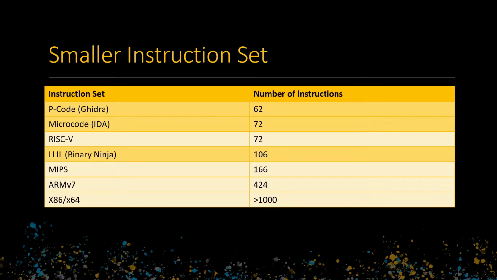So these intermediate languages are generally a smaller set of instructions, more RISC-like than most of the instruction sets out there. You can see thousands of instructions for x86 and hundreds for ARM. Even something that is considered very RISC, like MIPS, still has more instructions than most of the intermediate languages out there. The intermediate languages are in yellow, and the lighter yellow is the native instruction sets.